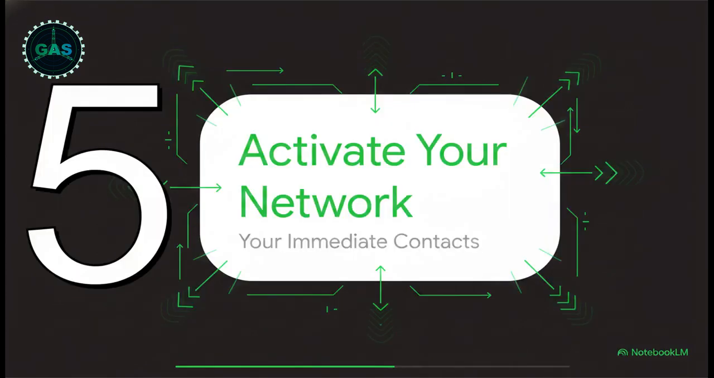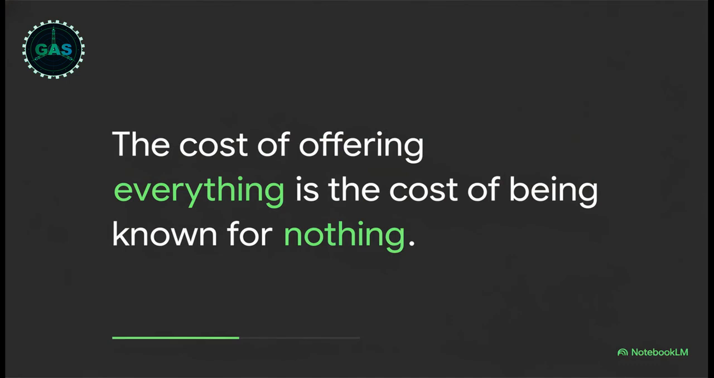Section 5. Activating your existing network. Before you go off and scale complex systems, there is a massive business risk you have got to avoid. Listen closely. The cost of offering everything is the cost of being known for nothing. If your network thinks you're just a generalized consultant who does a little bit of everything, they simply cannot mentally categorize you. Extreme service specialization isn't optional, it is strictly mandatory for your market positioning.